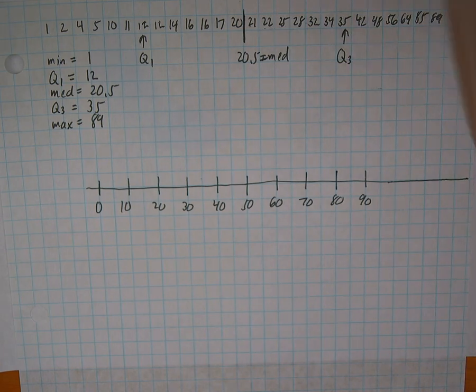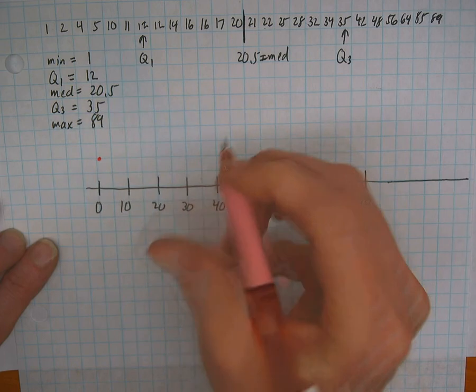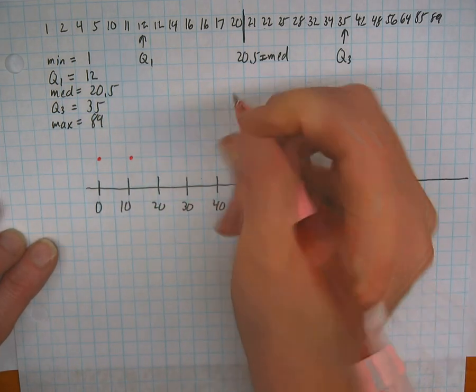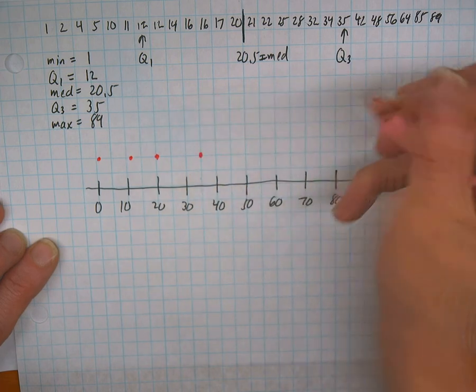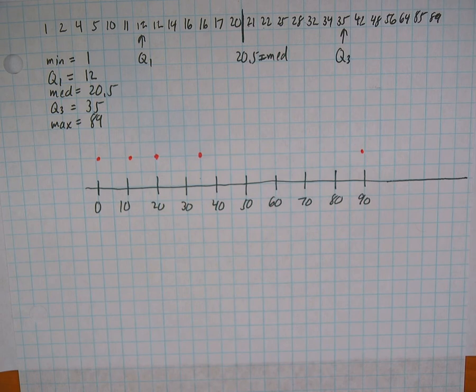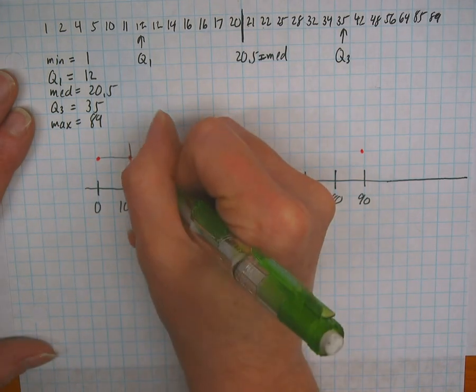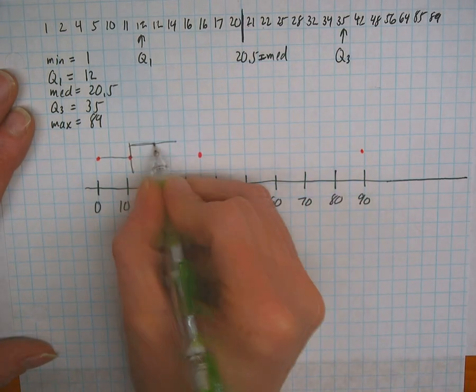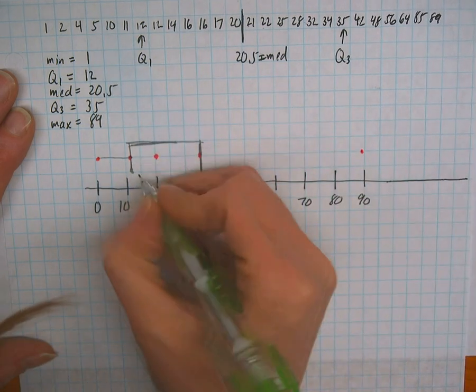So then we're going to label our points above that. So I'll have a 1, a 12, a 20.5, a 35, and an 89. I'm actually going to do this in pencil. There's a reason I'm doing it in pencil. So you should probably do that too. These dots are okay to have in pen. But when I do this part, remember the middle 3 make the box part of box and whisker.